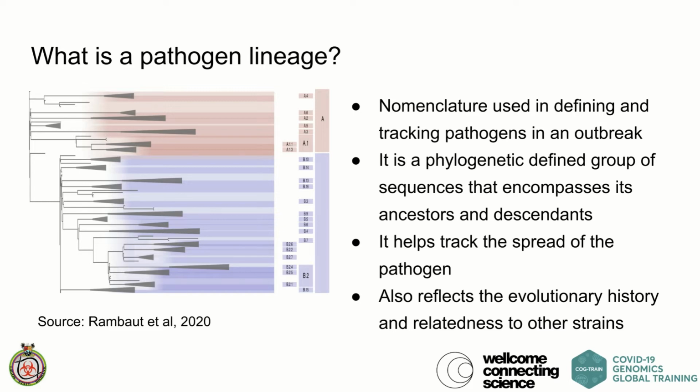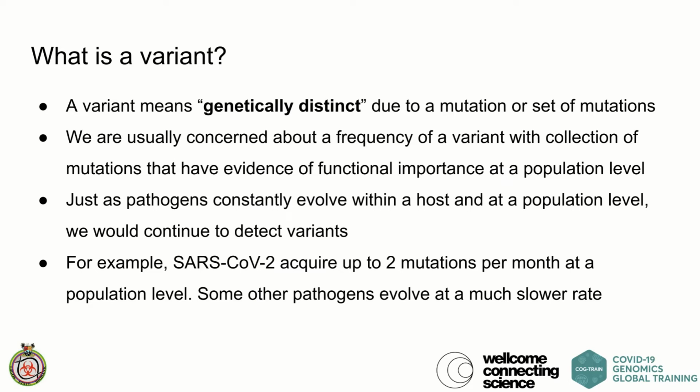Now that we know what a lineage is, let's see what a variant is. So the term variant in itself means genetically distinct due to mutation or set of mutations, and we are usually concerned about the frequency of a variant with a collection of mutations that have evidence of functional importance at a population level. Which is, if you find a mutation at a specific protein and you see that mutation is increasing in number during an outbreak, what we scientists are really concerned about is what evidence in the lab do we have that shows that this mutation is of functional importance.